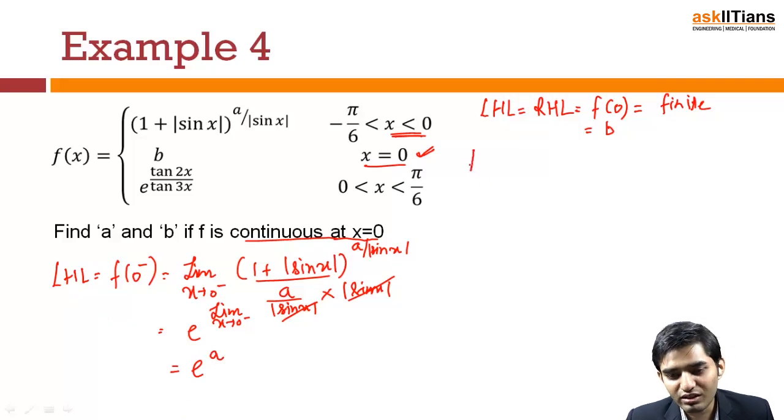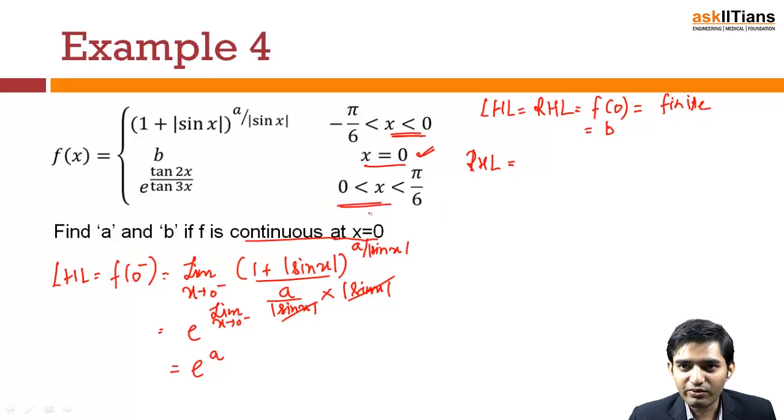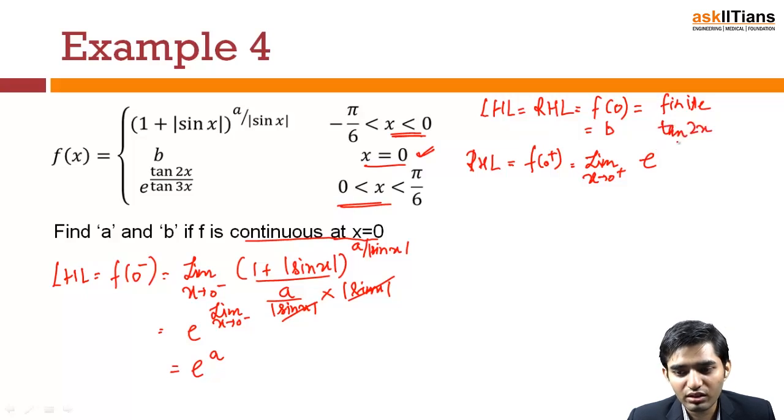Okay, now let me find out the right hand limit. For the right hand limit, I will consider this definition of the function where x is greater than 0. So f of 0 plus means limit x tending to 0 plus and what is the function? Tan of 2x divided by tan of 3x. Now if I want to solve this, what will I have to do? I will just multiply and divide by 2x and 3x. So here 3x and here 2x, and the balance will be 2 and 3. So I am just multiplying and dividing by 3x, 2x and then 3 and 2. Okay, now what will this quantity be?